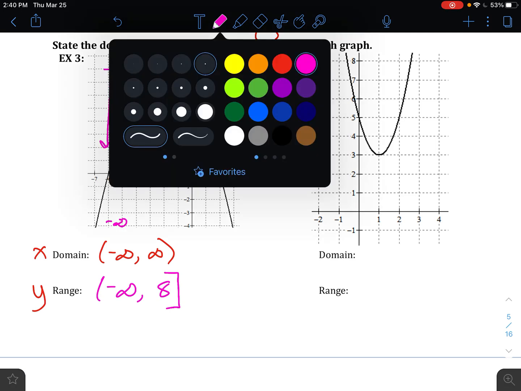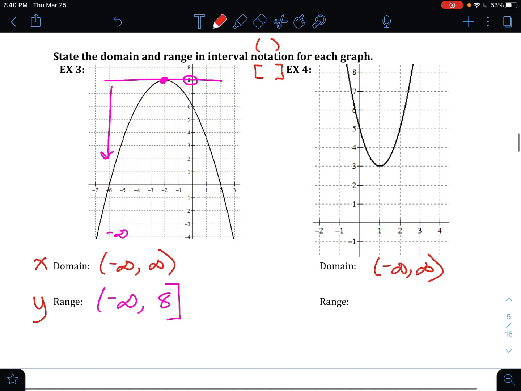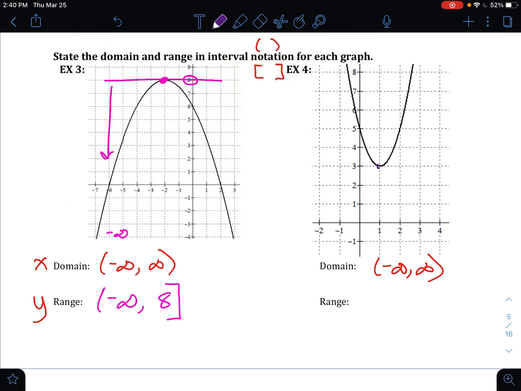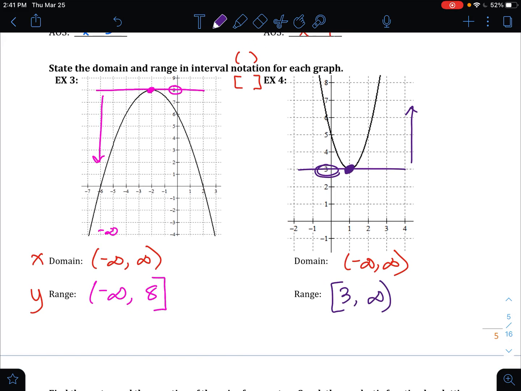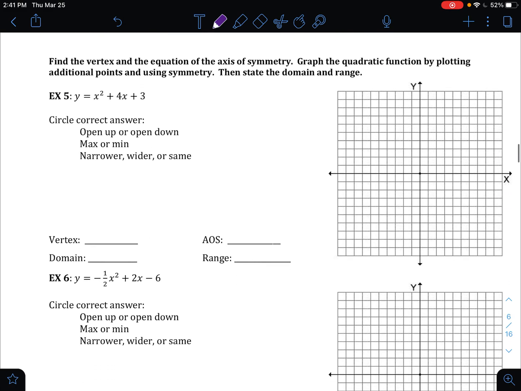Domain over here, like I said, is negative infinity to positive infinity. Range: there's the bottom of the parabola, so the smallest y value is 3. It's going up forever. So smallest is 3, up forever is infinity, and I get a parenthesis. Okay, let's move on to graphing now.